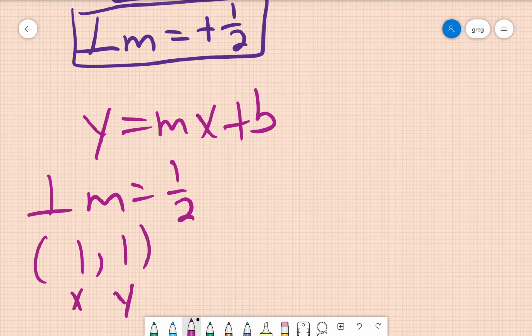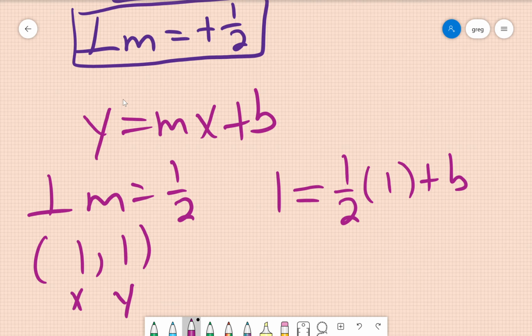We have everything we need right now to plug in to find what variable. I'm plugging in to find what? I need to find what? Yes, b, the y-intercept, right? So now let's plug everything in. So now, Soto, my y is what? I'm about to plug it in. Y is what? 1. Okay. 1 equals. What else do I plug in now? 1/2 times. But what is x? 1 plus b.